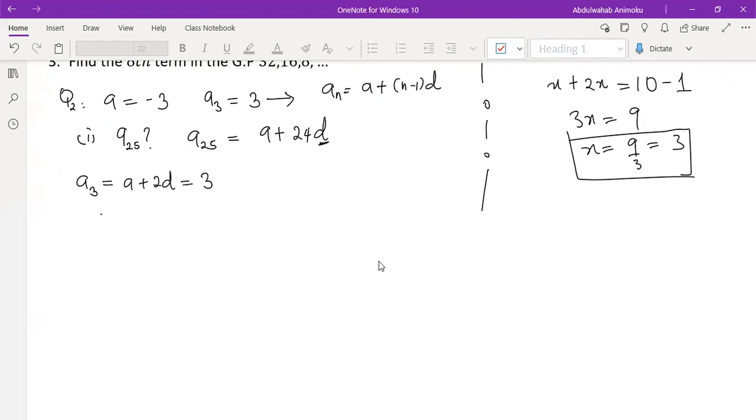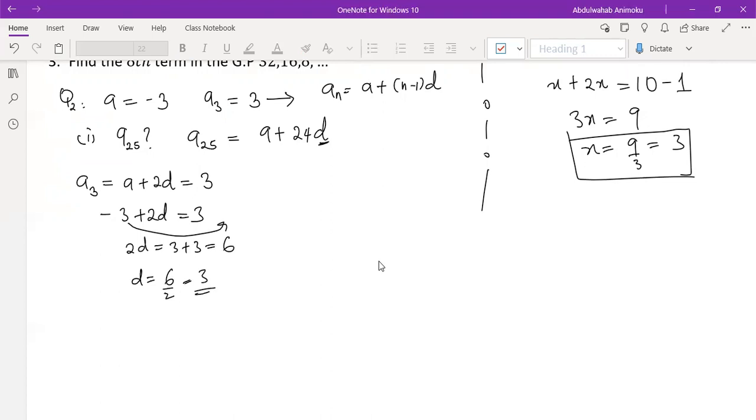Okay. Now a is what? Minus 3. So minus 3 plus 2d is equal to 3, which means 2d is equal to, when you take this minus 3 to this side, 3 plus 3, which is 6, which gives us d as what? 6 over 2, which is 3. So the common difference is 3.